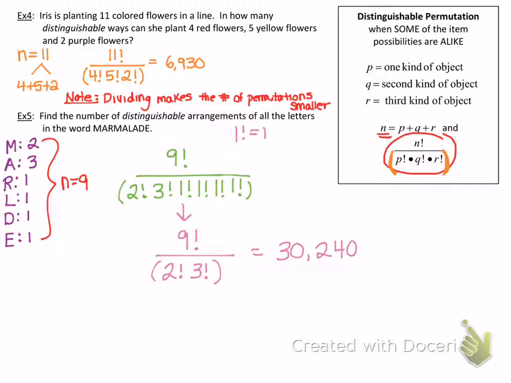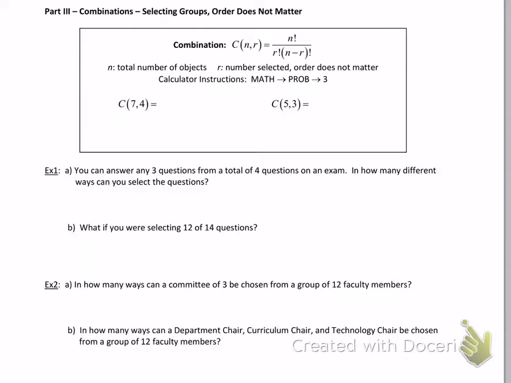The last part of this section is combination. The difference between a permutation and a combination is that in a combination, order does not matter. It's just a group of people versus first, second, and third place. So note the equation of a combination. It's slightly different than a permutation. In the calculator, you get there the same way, except it's number 3 now.